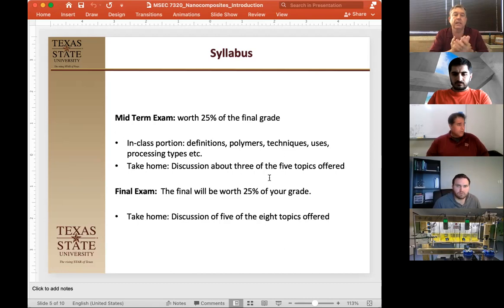Okay, the next thing is the midterm. The midterm is going to have one in-class portion. It'll be a short in-class portion. It's basically going to be definitions, polymer types, techniques, uses, processes, and different little things like that. These are going to be short answers, answer the question kind of things, fill in the blank kind of stuff. I just want to make sure that you have some of these things put to memory.